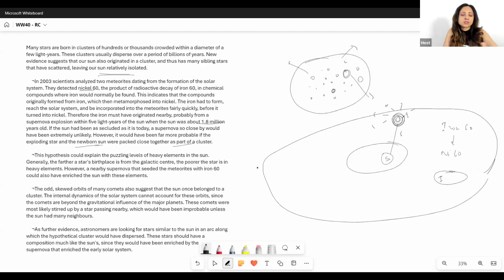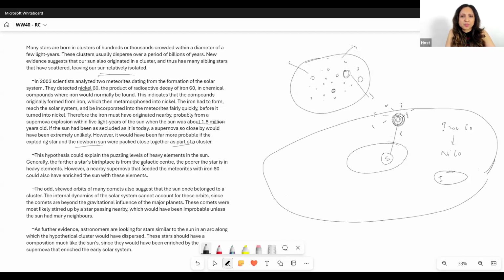So not on the edge, but not in the center. So it's saying that the farther a star's birthplace is from the galactic center, the poorer the star is in heavy elements. And the sun has puzzling levels of heavy elements. Yeah, we have puzzling levels of heavy elements.